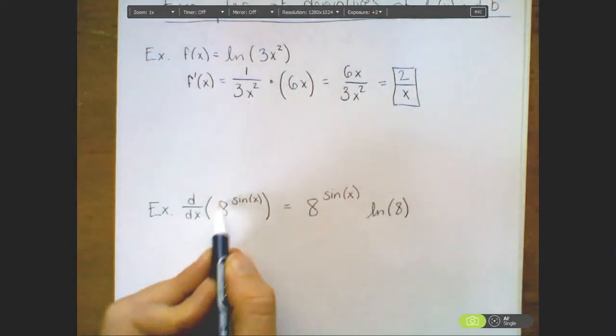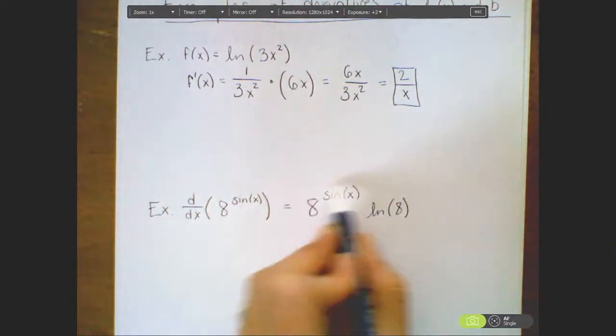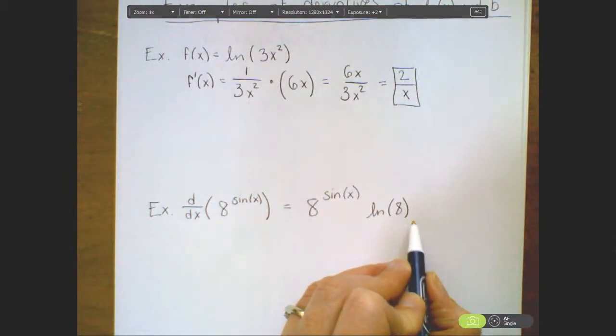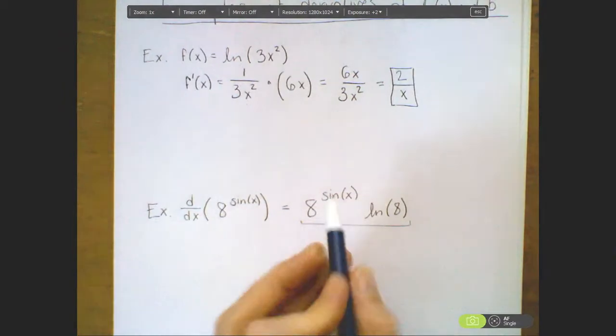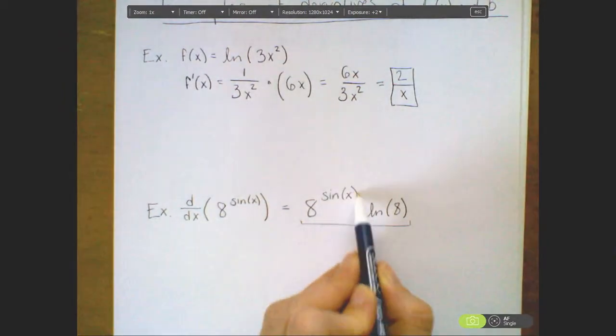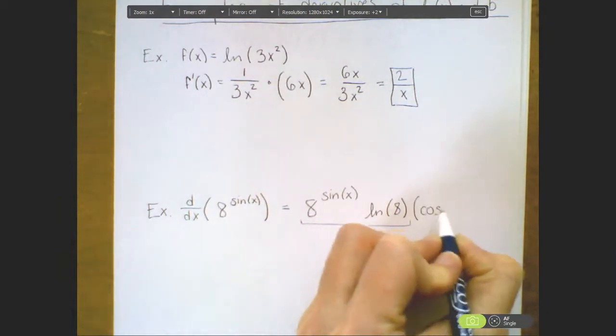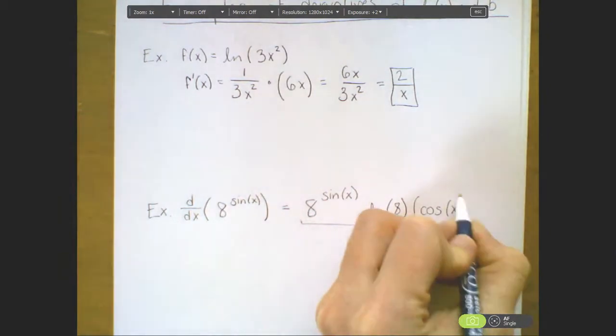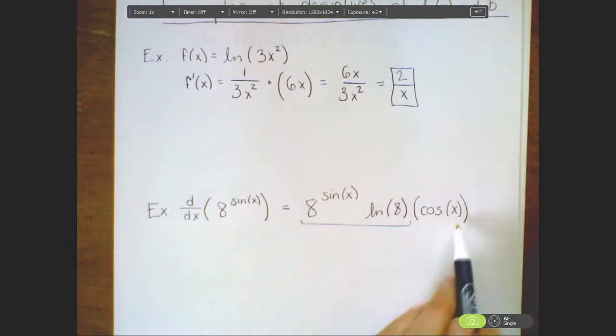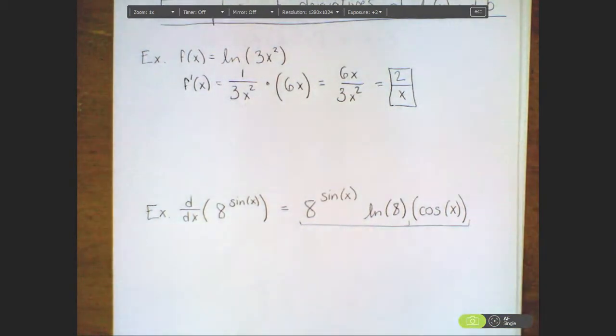So that's the derivative of the outside function, this whole big piece. By chain rule, I also have to multiply by the derivative of the inside function, which is sine x, and the derivative of sine is cosine. And there really is no way to simplify this. This is our final solution.